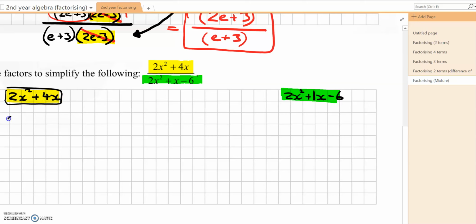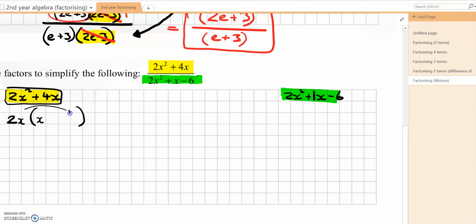Yes, there is. It's 2. 2 will go into both of those numbers. And is there a common letter? Yes, there is. It's x. So if you're not sure now, remember what I'm doing, take a look at the video over here for factorizing two terms. Now, 2x by what gives me 2x squared? Well, x, isn't it? 2x by x gives me 2x squared.